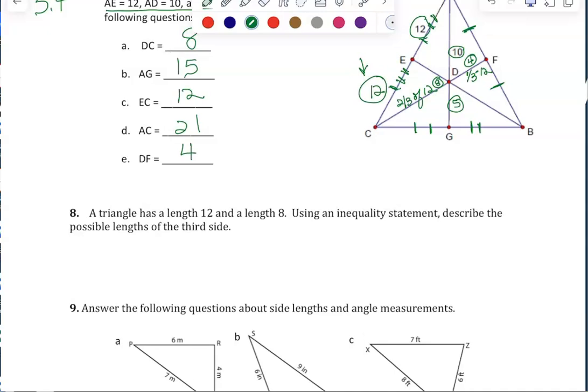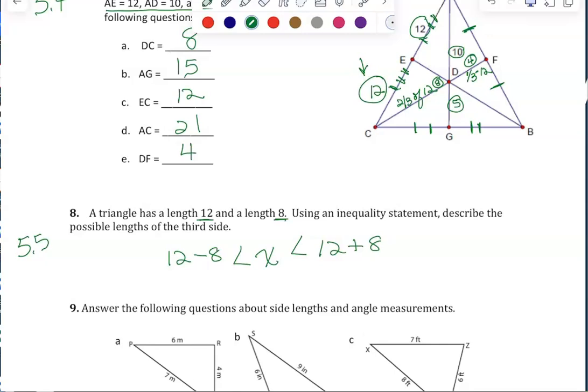Okay, now this is 5.5. 5.5 says that any two lengths of a triangle have to add up to more than the third length. Let me do that better. If they give us these two lengths, 12 and 8, what I know is that the remaining side has to be less than the sum of 12 and 8, but greater than the difference.